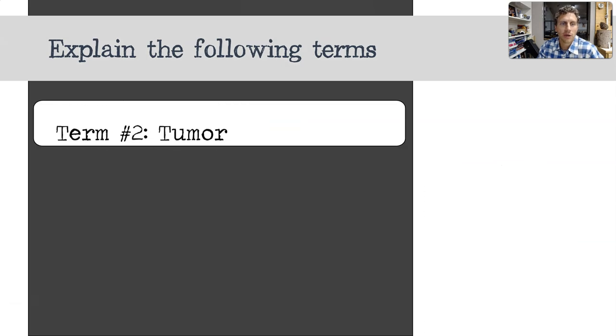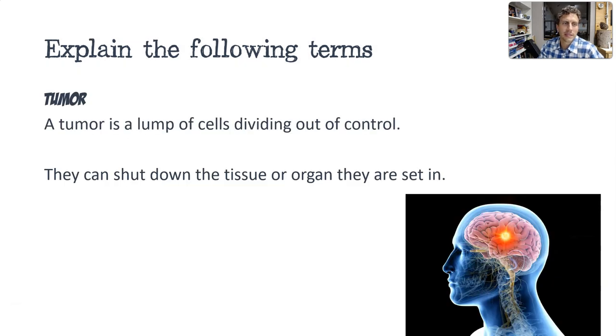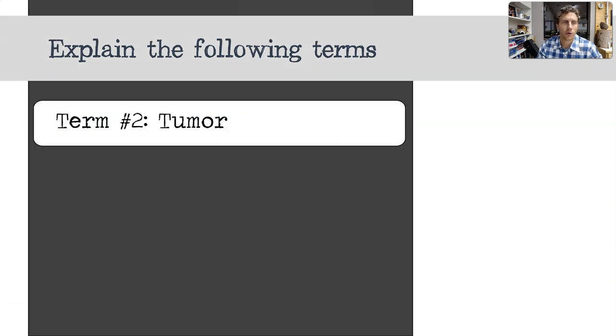Term number 2, tumor. What is a tumor? A tumor is simply a lump of cells dividing out of control. Why is that a problem? If it's a tumor in, let's say, your brain or in the liver or in other tissue, it can disrupt the function of that tissue. So it could affect your brain function and it could affect your liver function. These are dangerous to our health. So a tumor is essentially a lump of cells dividing out of control.